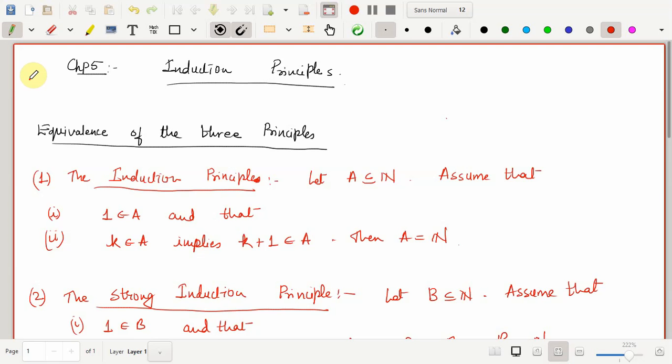If we want to prove that the result is true for the statement P of n, then first we prove that P of 1 is true, that is, by putting n equal to 1 the statement is true. Secondly, we assume that the statement P of k is true, and we prove that P of k plus 1 is true. If we succeed in doing this, then we say that by the induction principle the result is true for every natural number. P of n is true for each n. So that's how we have formulated it for the set of natural numbers itself.